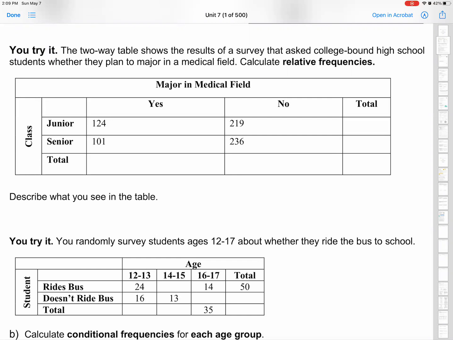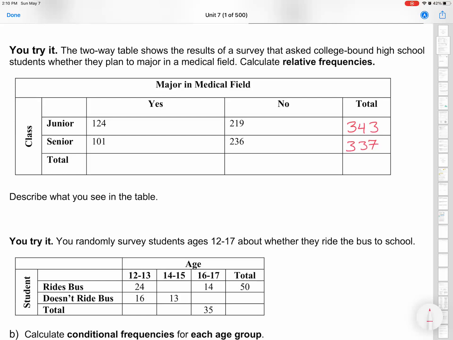Now, the totals are pretty much just as you would expect. So you would just take 124 plus 219, add those items together. And for the total juniors, there are 343 of those. Then for the senior class, just normal seniors, we have 101 going in the medical field, 236 not, giving you a grand total of 337. Okay. Now, again, those are the total juniors, total seniors.